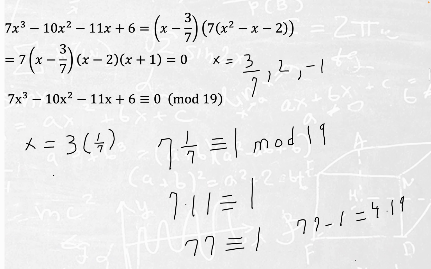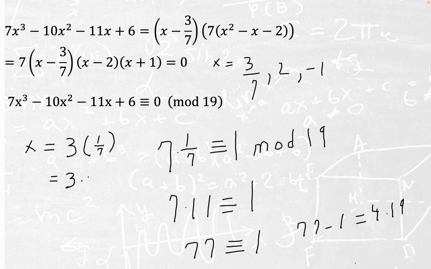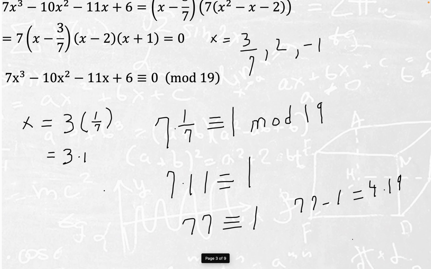And so right here we can write this as equals 3 times 11. Okay, 3 times 11. All right. But notice that if you write it now, that's equal to 33, right? So what we end up with right now is that x is congruent to 33, which is congruent to 14 mod 19.